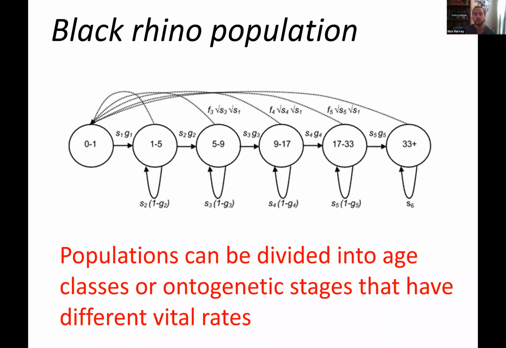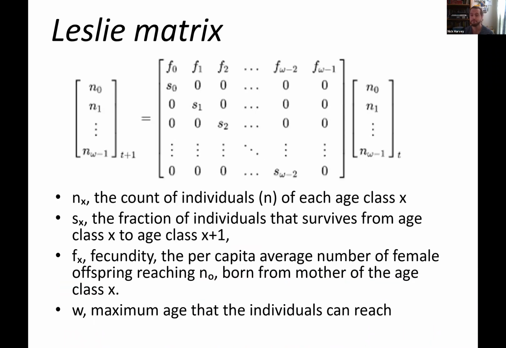F2 would be the birth rate for this 5 to 9 age class, and they are able to breed. So that F2 would have a particular number, and that's the proportion of female individuals in that age class that would be breeding every year. Okay, so that's how the fecundity rates go into our Leslie matrix.